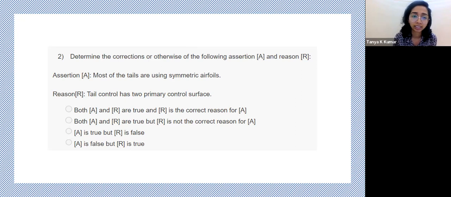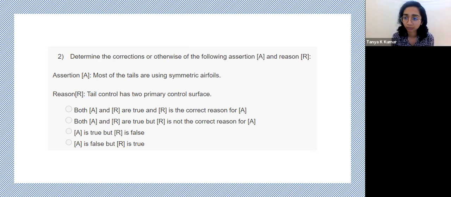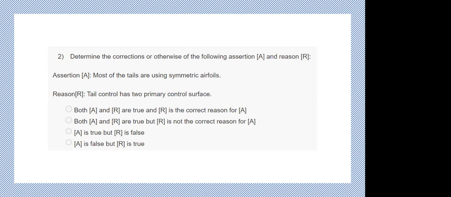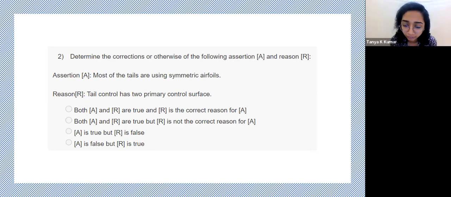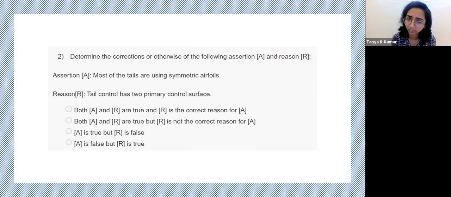So statement 1 says that most of the tails are using symmetric airfoils. Is this true? Yes, ma'am. Yes. Why do most of the tails use symmetric airfoils? Because we don't want any unwanted force. I couldn't hear you. Can you just repeat yourself? Ma'am, because it doesn't produce any thrust or unnecessary thrust.